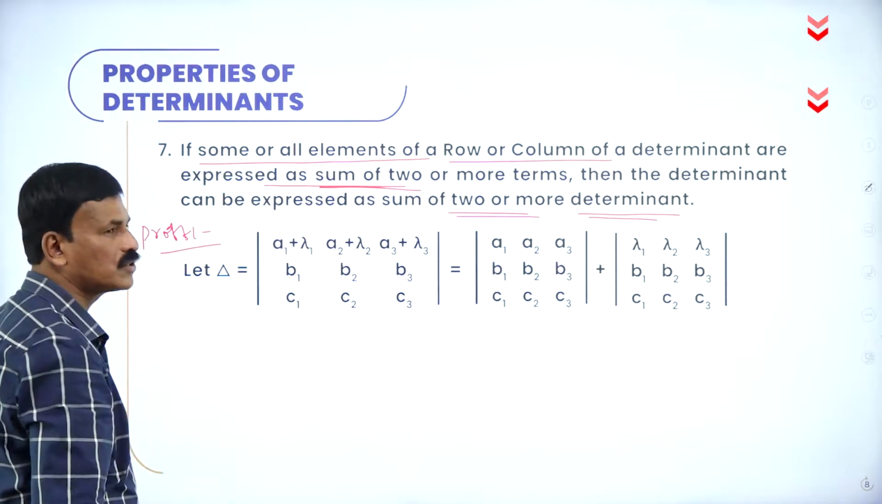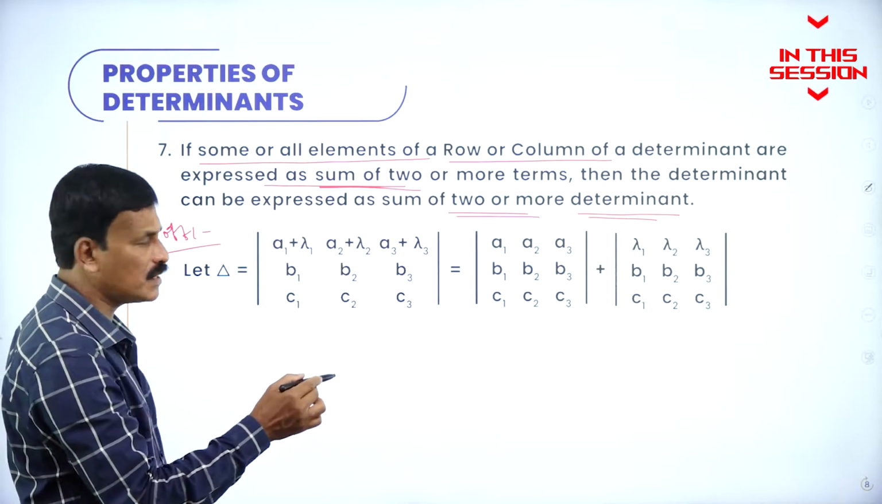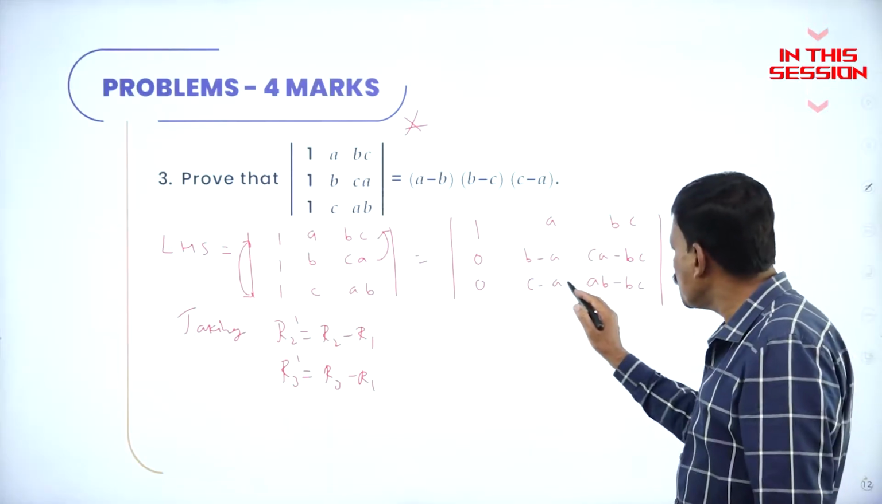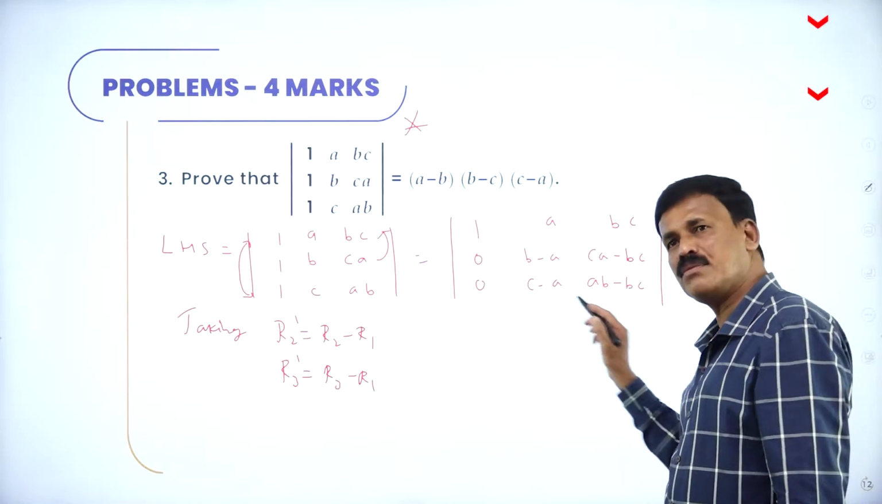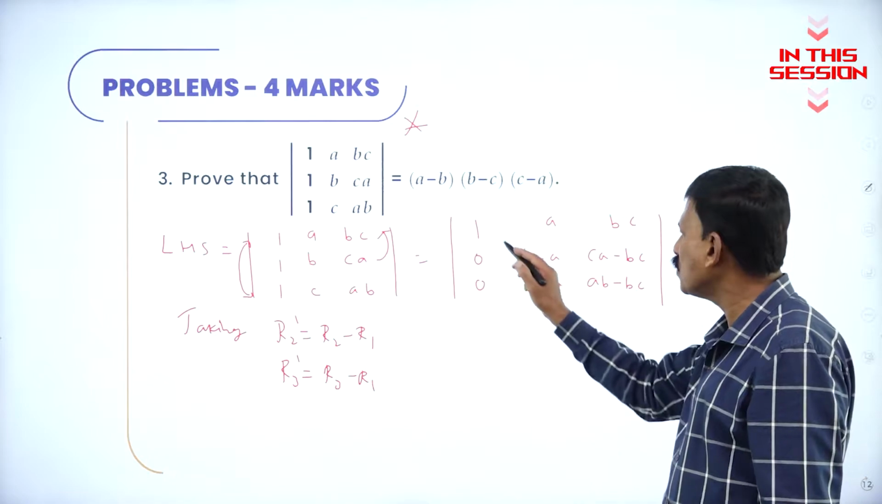Let delta be equal to a1 plus lambda 1, a2 plus lambda 2, a3 plus lambda 3, b1, b2, b3, c1, c2, c3. If this reduces so that all the elements below the principal diagonal are 0, then you can straight away multiply, and therefore this is equal to the product of the principal diagonal elements.